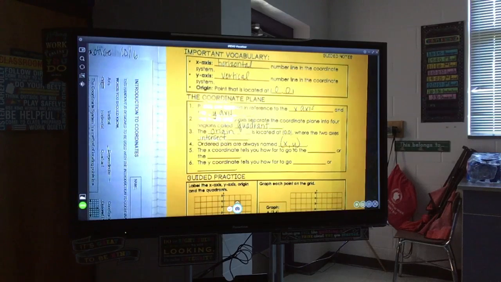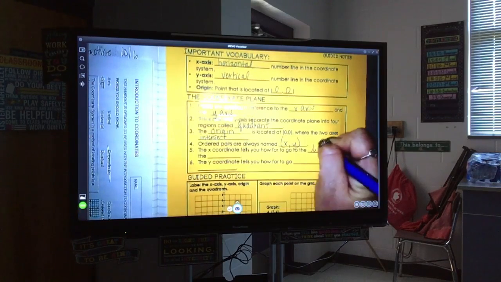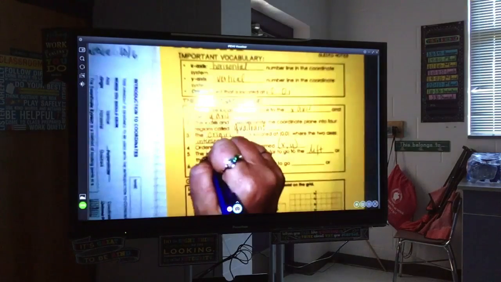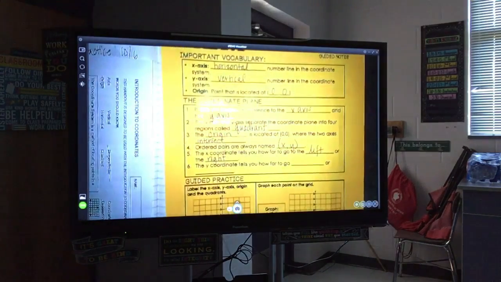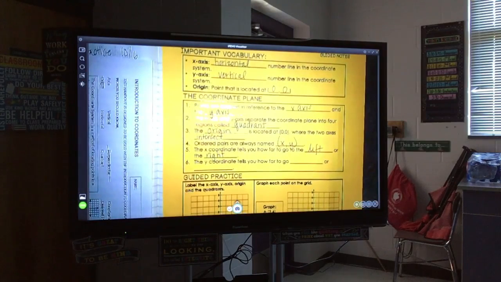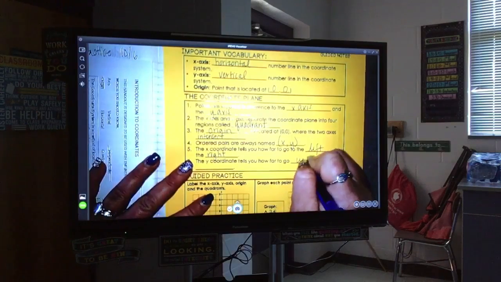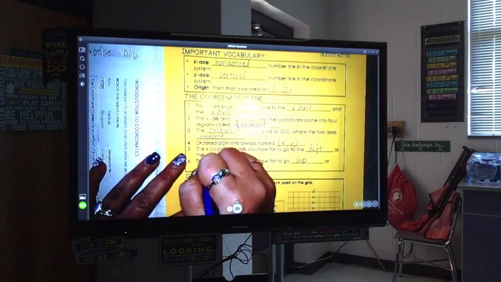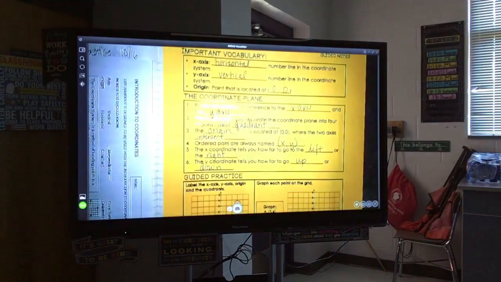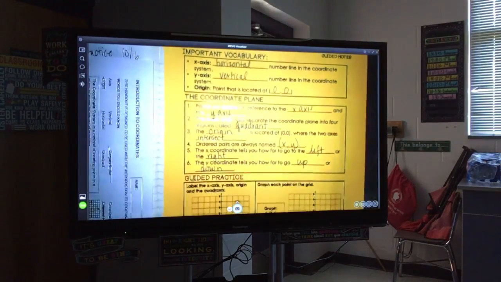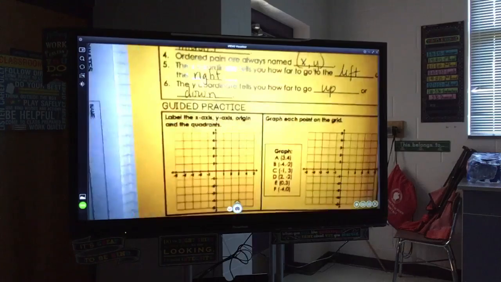The x coordinate tells you how far to go to the blank or the blank. Christian? On the left, the right. Okay, and then the y coordinate tells you how far to go to the blank or blank. Jackson? Up or down. Okay, the last part.